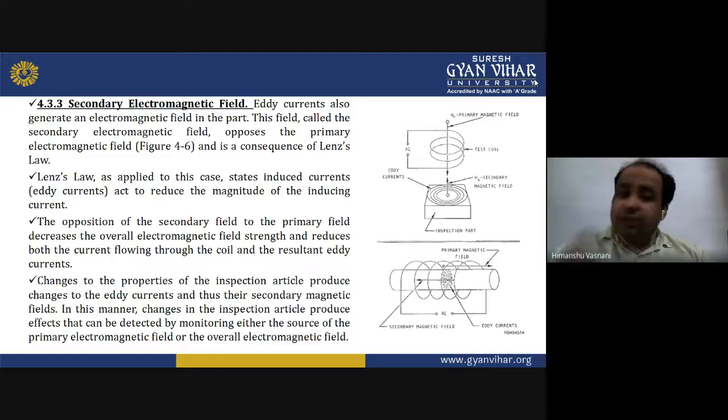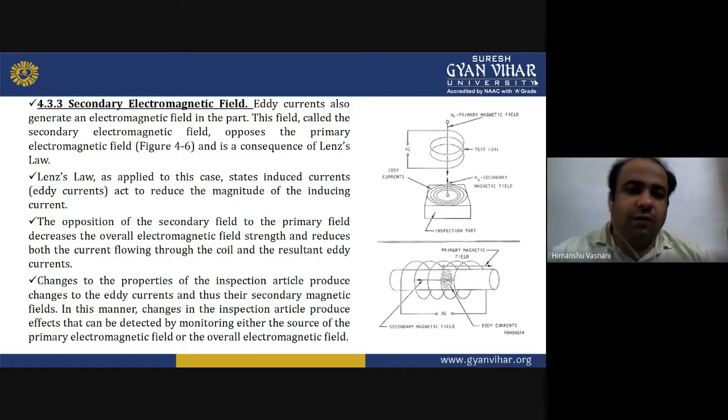So any changes to the properties of the inspection article produce changes to the eddy currents and thus their secondary magnetic fields. In this manner, changes in the inspection article produce effects that can be detected by monitoring either the source of the primary electromagnetic field or the overall electromagnetic field.